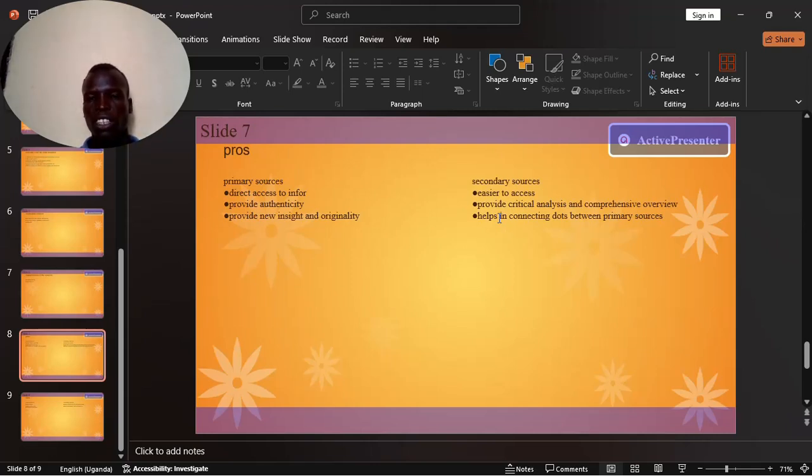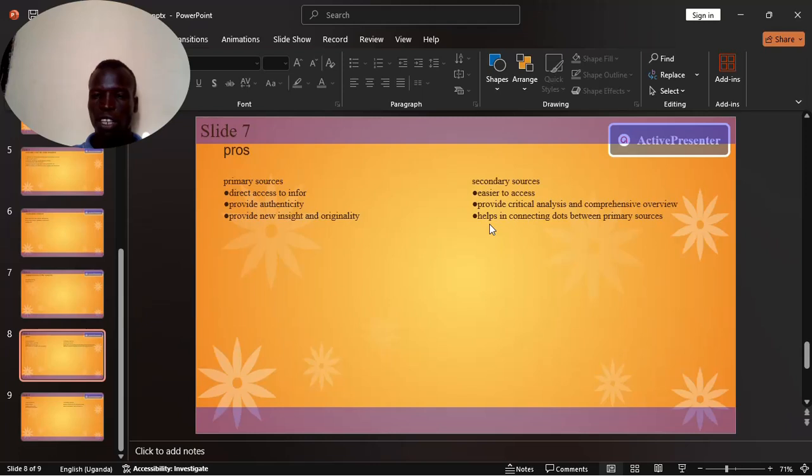Next is it provides critical analysis and comprehensive overviews. It has been analyzed critically and made simpler, has been broken down. So scholars will find it easier to get them, analyze and understand them because of the comprehensive overview they have been given, like the titles of those books or the websites where you can find this information.